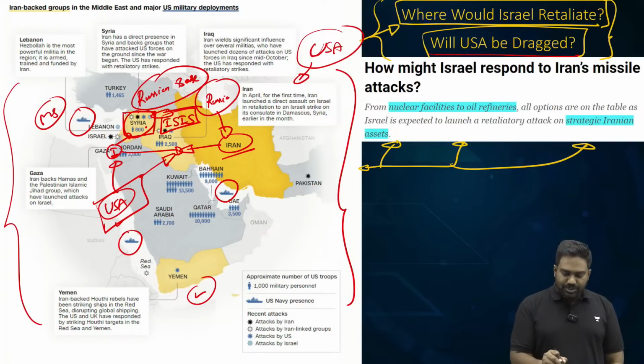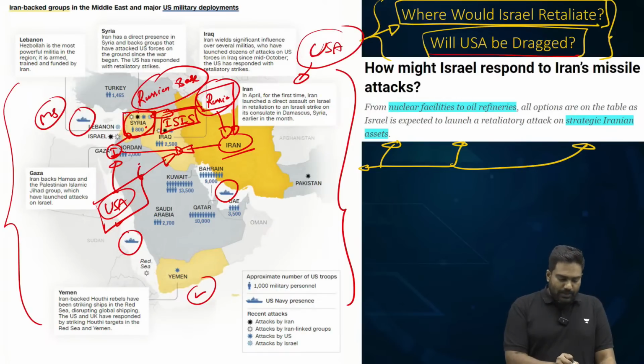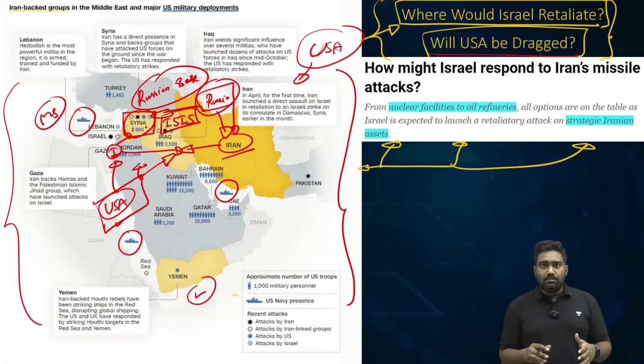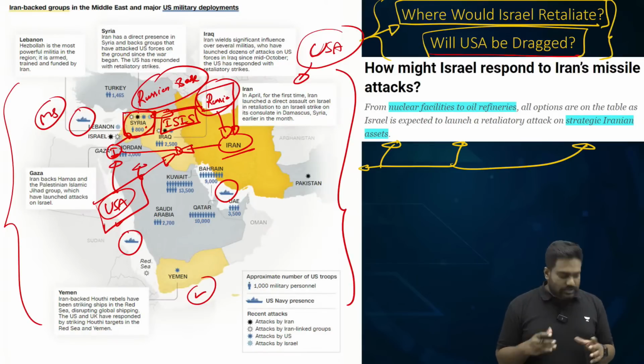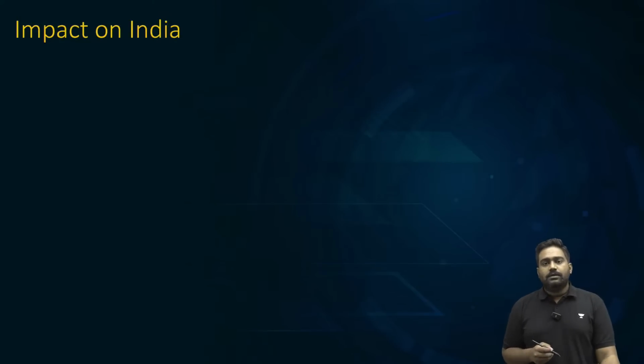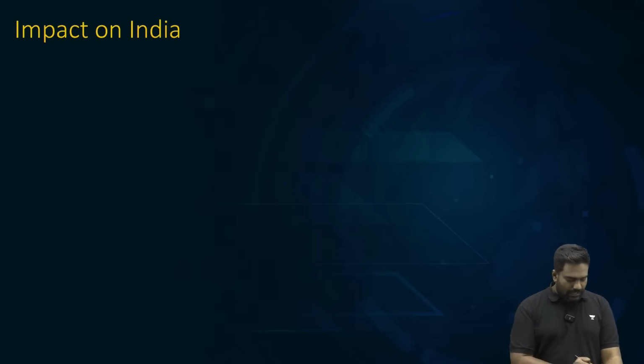Given the links Russia and Iran have, it could very well drag Russia into the conflict, and the US could be dragged in as well, leading to a much bigger escalation, which could possibly turn into a global conflict. So that is the nightmare that most experts are worried about.